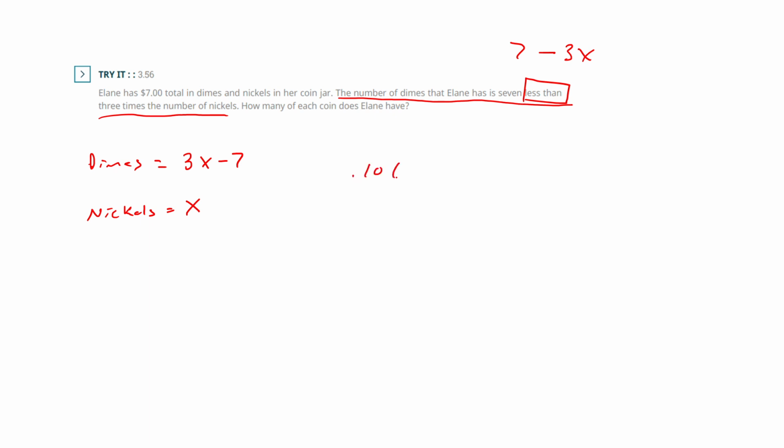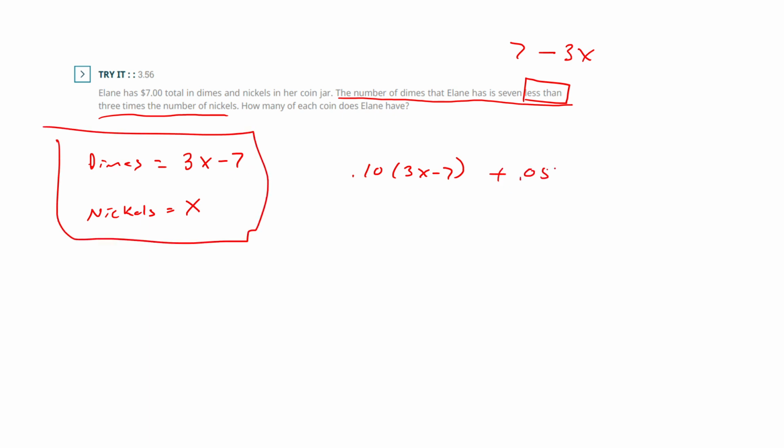Okay, so let's build it. Don't forget your parentheses for all of this. Dimes is that whole thing. So you need a parenthesis. And there's $7 in the jar. Okay, we're going to distribute this.